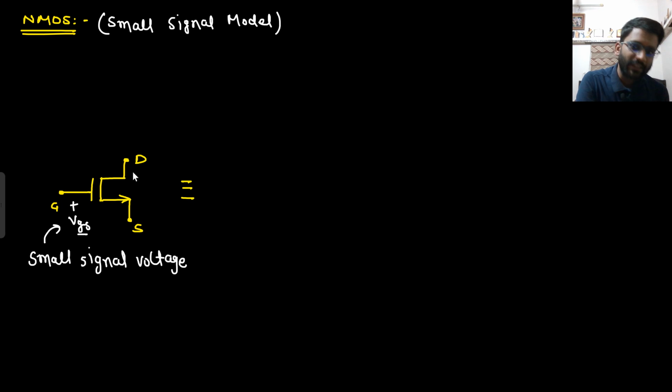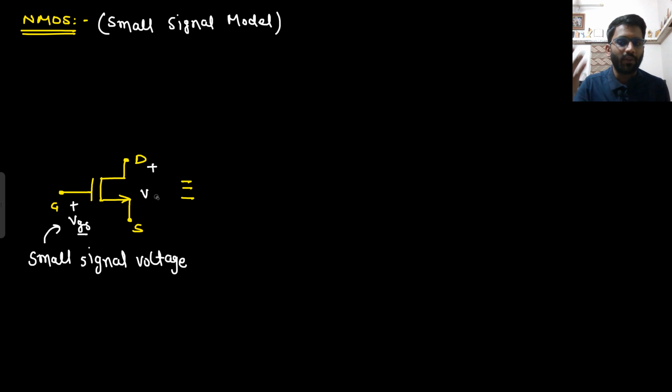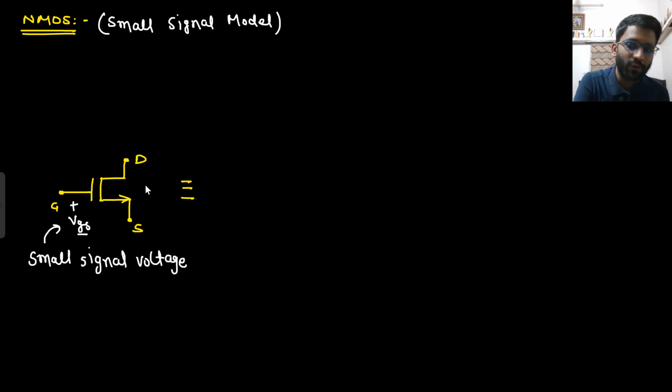We are doing the small signal analysis. Even this VDS will also be a small signal. Although I will not write it, if you are doing the small signal analysis, every signal present in the circuit will be a small signal. Your current will also be a small signal, and your voltage will also be a small signal. So if you apply a small signal VGS voltage, what is the AC current that flows? Tell me.